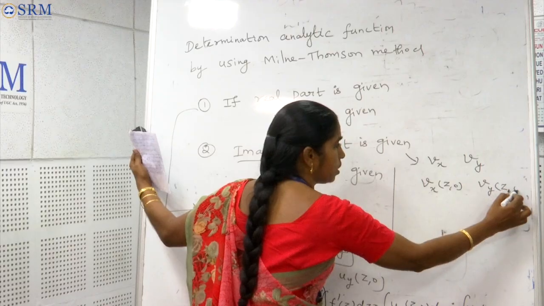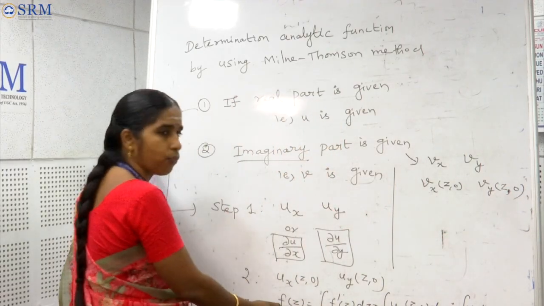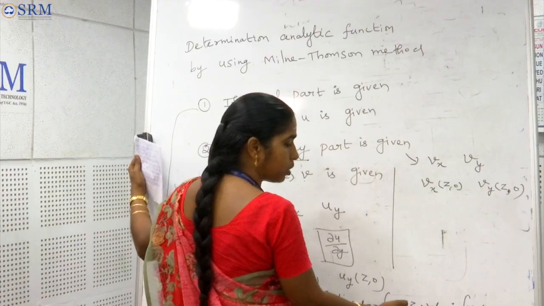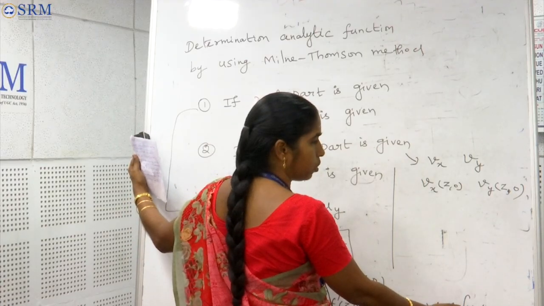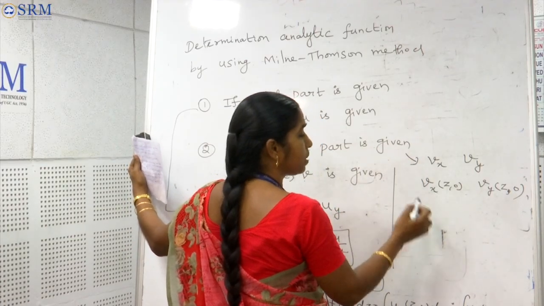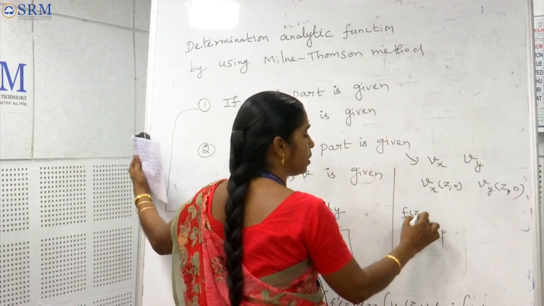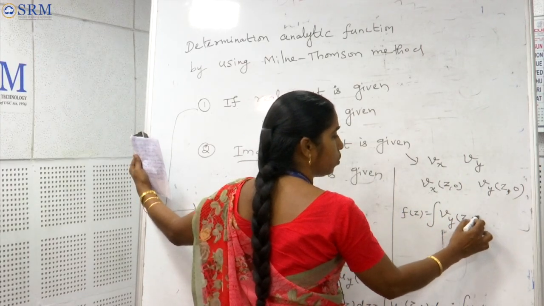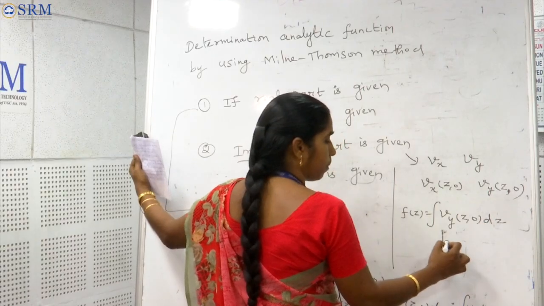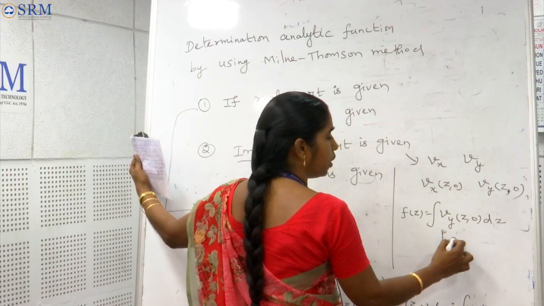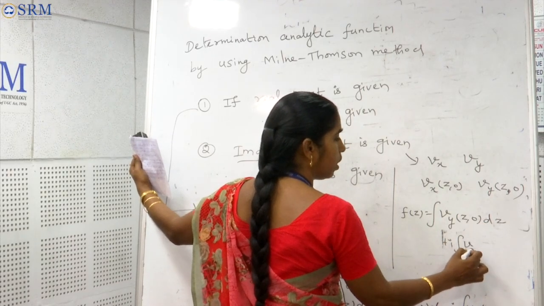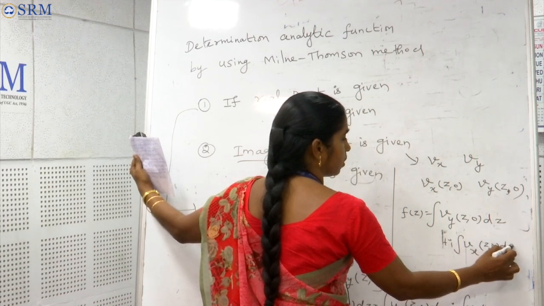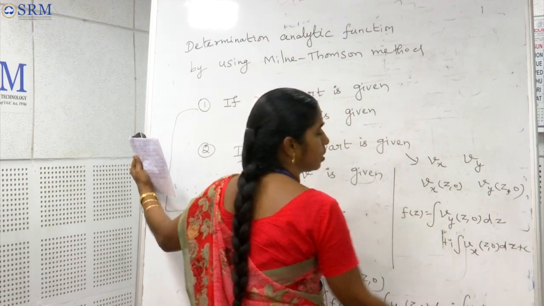Only the difference is in the formula for f(z). For the real part, f(z) uses u_x(z,0) and u_y(z,0). But for the imaginary part, f(z) is equal to the integral of v_y(z,0) dz plus i times the integral of v_x(z,0) dz, plus a constant c.